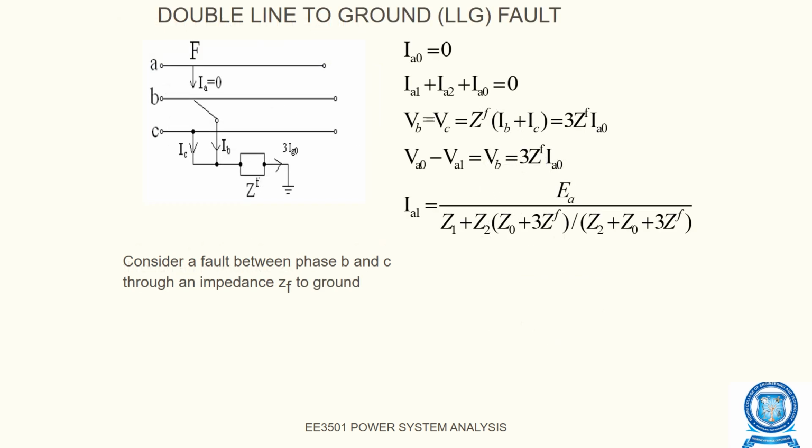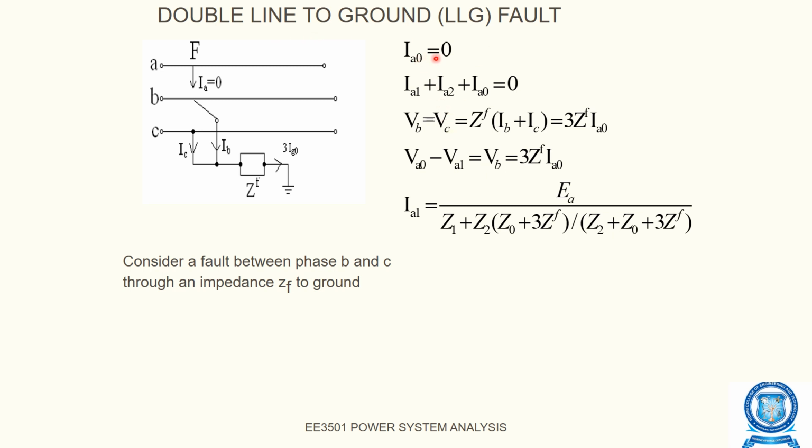So the next one is double line to ground fault. Here the fault occurs between the two lines and to ground, so we name it as double line to ground fault. Here you can see A phase is undisturbed, whereas B and C are faulted towards the ground. That is why we call it double line to ground fault.